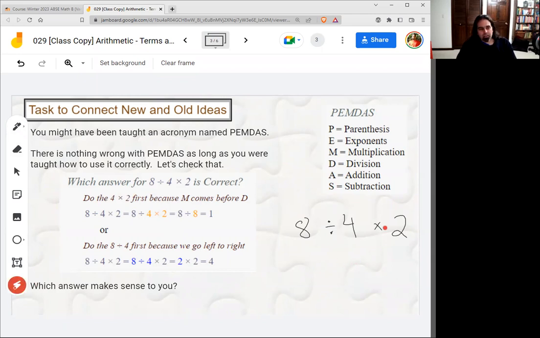Some people say we do this 4 times 2 first. Often these people were taught about PEMDAS. They're going down this list and they say M comes before D going down, so we will multiply before divide. If we did the 4 times 2 first, the 4 times 2 would turn into an 8. We'd get 8 divided by 8, and the answer would be 1. So you might not think this is right, but can you follow the steps here? The 4 times 2 turns into an 8, and then the 8 divided by that 8 is 1.